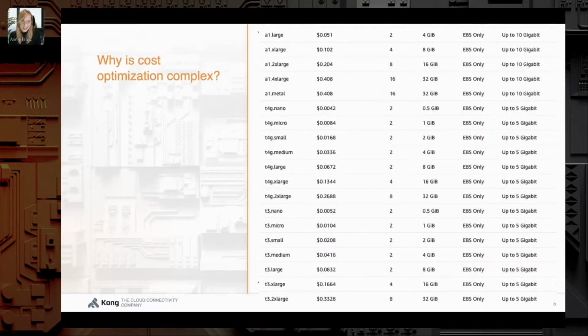Then to the next slide. Why is cost optimization then so complex? We are in a situation where I think cost optimization should matter to everyone, and it should be a talking point. But then why is it so complex if everyone should be doing it?